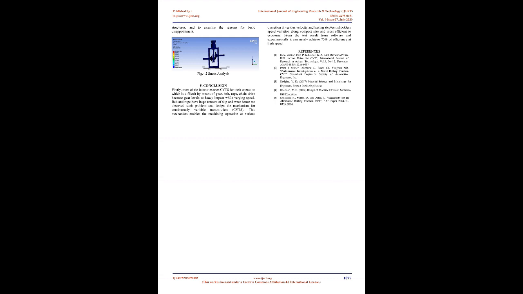5. Conclusion. Firstly, most of the industries use CVTs for their operation, which is difficult by means of gear, belt, rope, or chain drive, because gears lead to heavy impact while varying speed. Belt and rope have a huge amount of slip and wear, hence we observed such problems and designed the mechanism for continuously variable transmission, CVTs. This mechanism enables the machining operation at various velocities with stepless, shockless speed variation, along with compact size and most efficient economy. From the test results from software and experimentally, it can nearly achieve 75% efficiency at high speed.